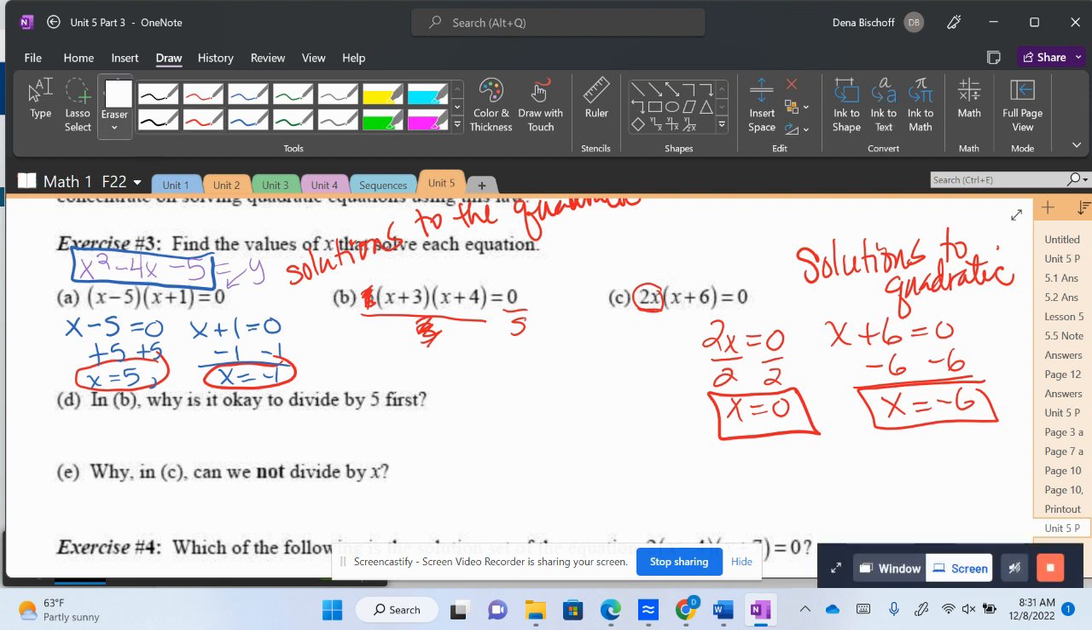So this is kind of explaining to you what I did here. Does that make sense? So 0 divided by 5 is still 0. That's why it's okay to just cancel them out.